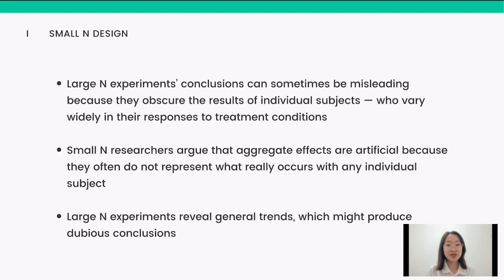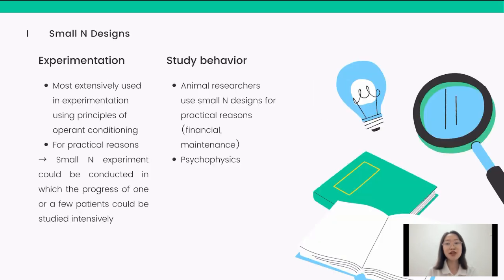The large N approach is by far the most common technique used in research design, but it is not the only approach used by researchers. A small N design, which examines just one or a limited number of people, is preferred by some researchers.